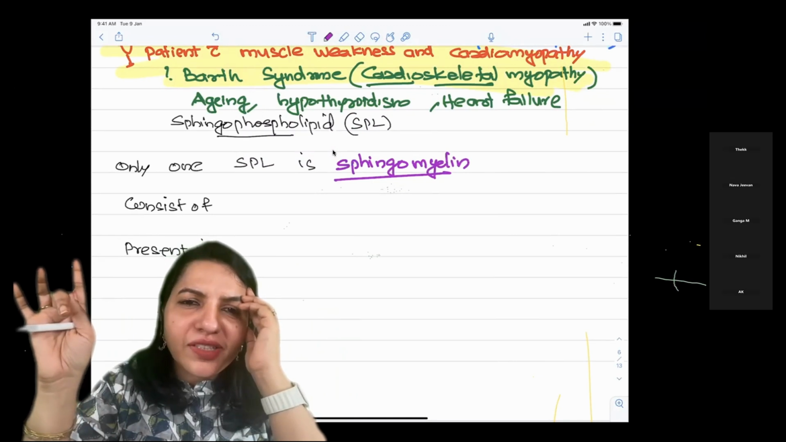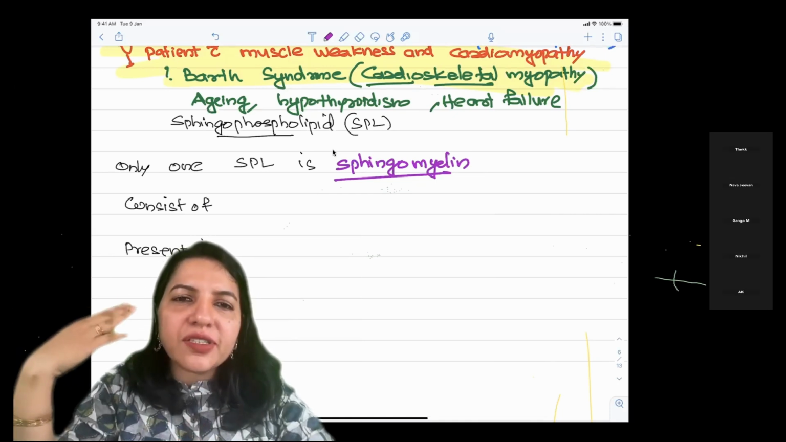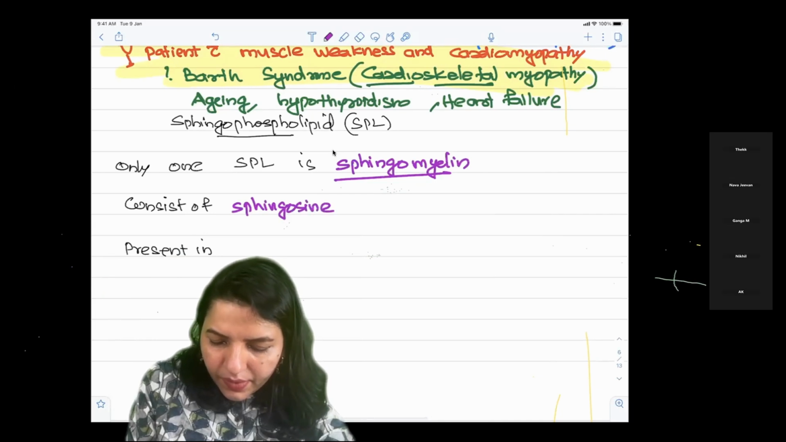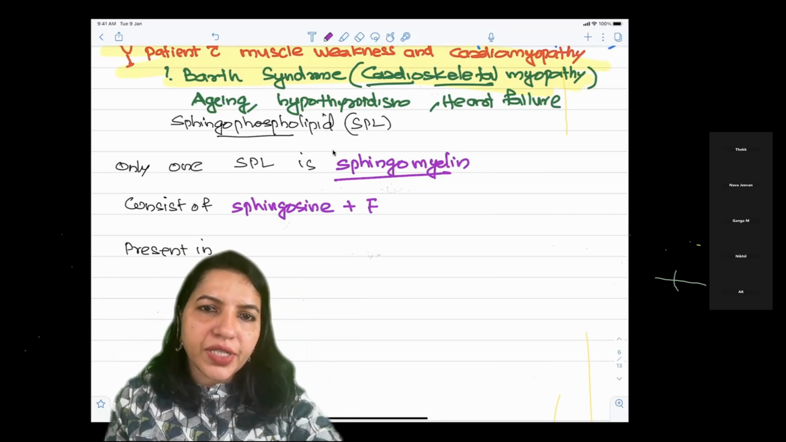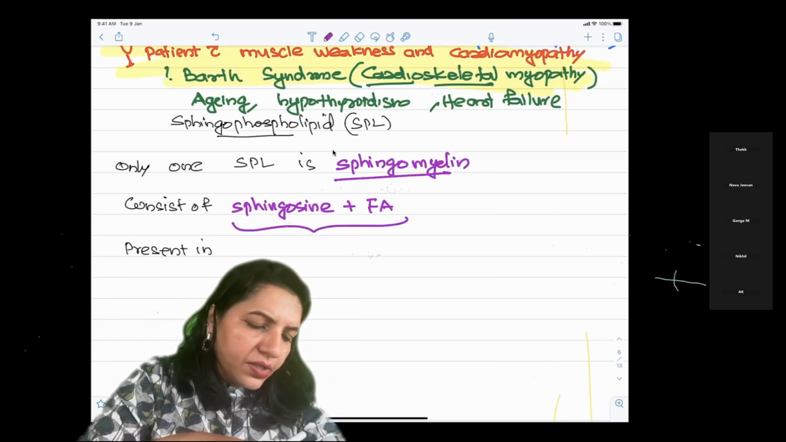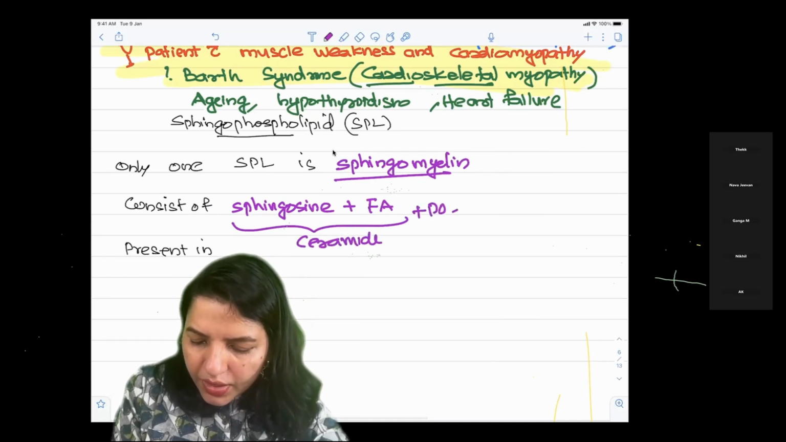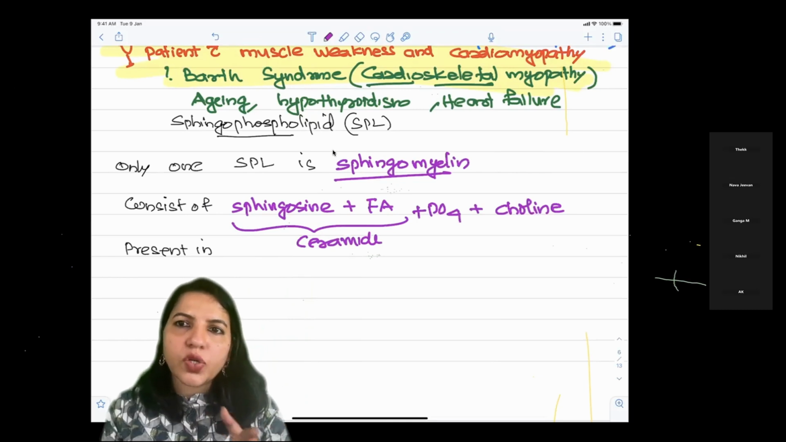One is clear to you. One is sphingosine plus fat. Yes, sphingosine consists of palmitic acid and serine. What you said is right. Sphingosine plus fatty acid, and what is that called? Sphingosine plus fatty acid is called? Yes, ceramide, plus phosphate, plus the nitrogenous base here, which is choline. So these are the components of sphingomyelin.